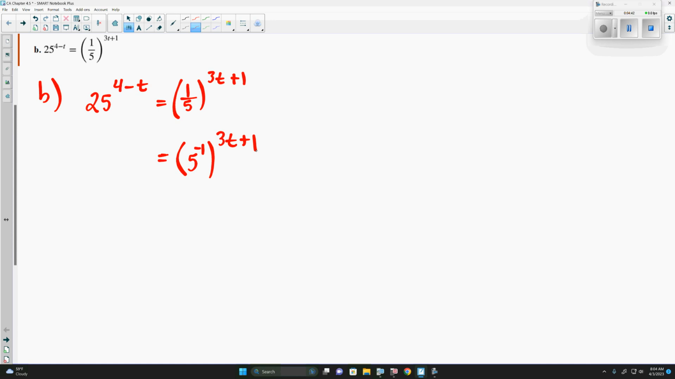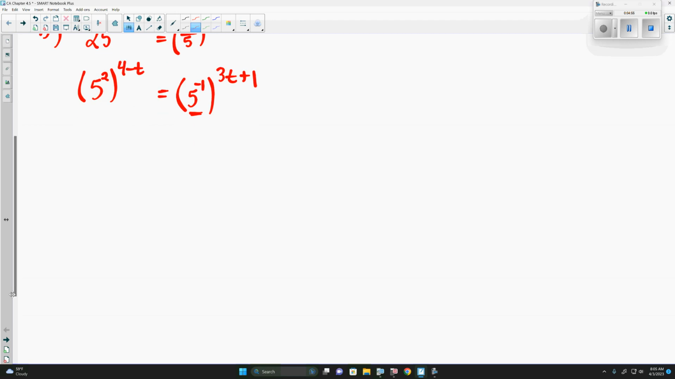And the reason we're doing this is now we have a base of 5. Well, 25 is the same as 5 squared. So for this one-to-one property, we're wanting to get the bases to be the same. Now we can apply these exponents. So for this here, we're going to multiply by 2. 2 times 4 is 8. 2 times negative t is negative 2t.